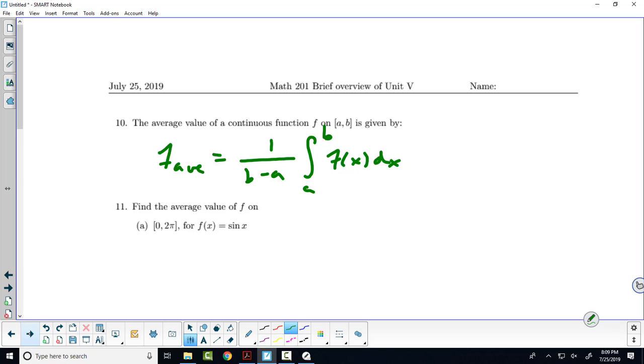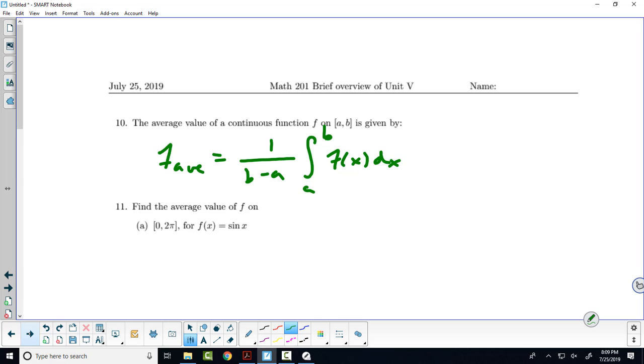All right, so first of all, why would you want to compute the average value of a function? Let's say your function tells you the temperature at any point in time during the day. Well, then a natural question you might want to ask is, okay, what was the average temperature for the day? So there are lots of instances where you might want an average value.